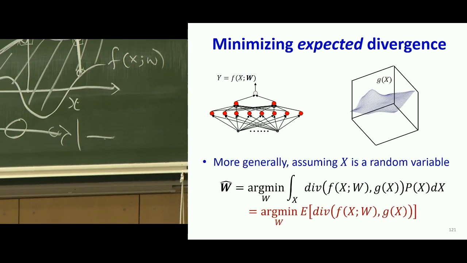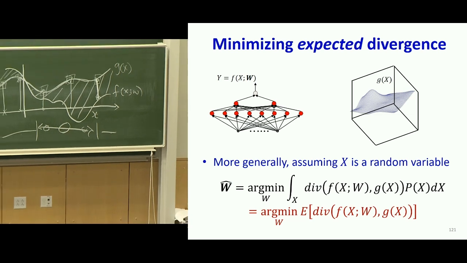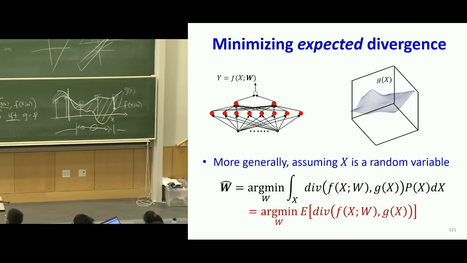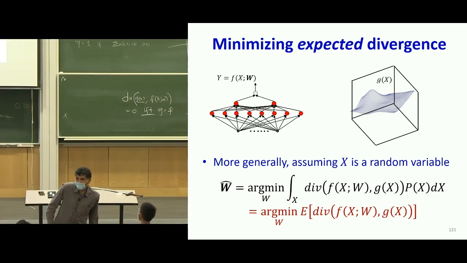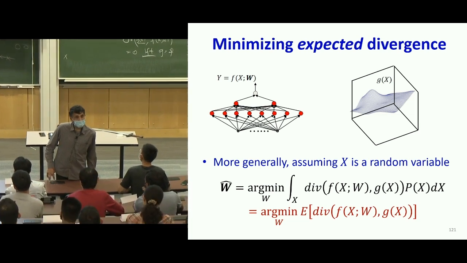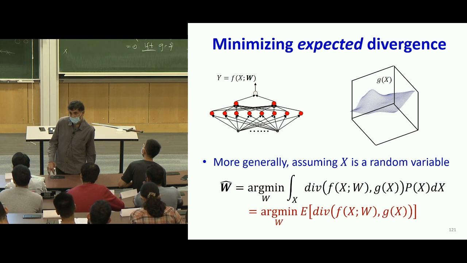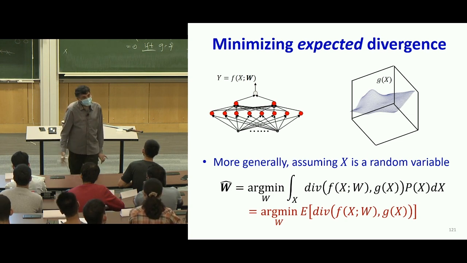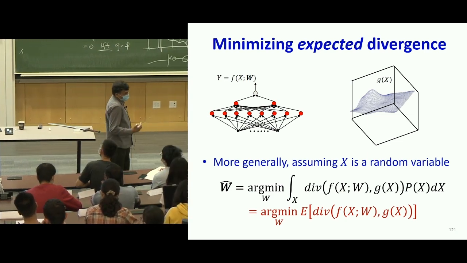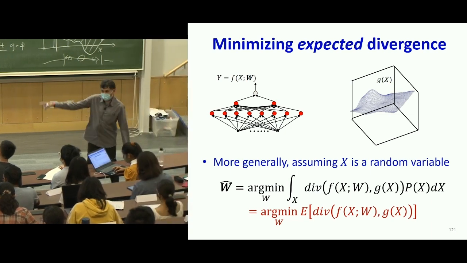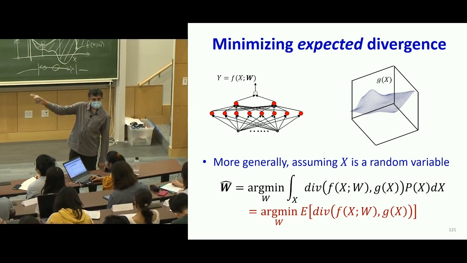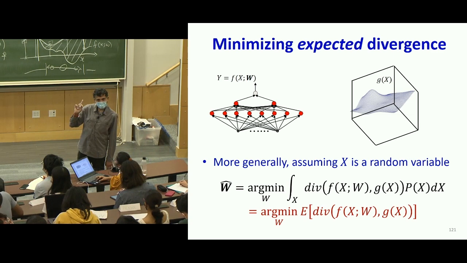So what you actually do is this. You don't just minimize the divergence. You weight the divergence with the probability of that input itself. That way, things that are more frequent will contribute more. Things that are less frequent will contribute less, right? Can anybody tell me what that formula represents? Chanda. All right?